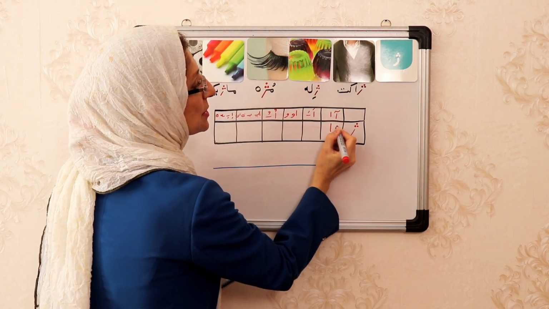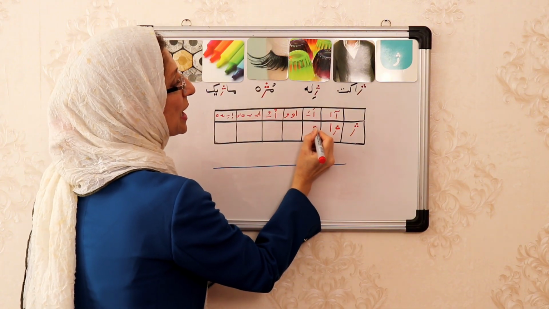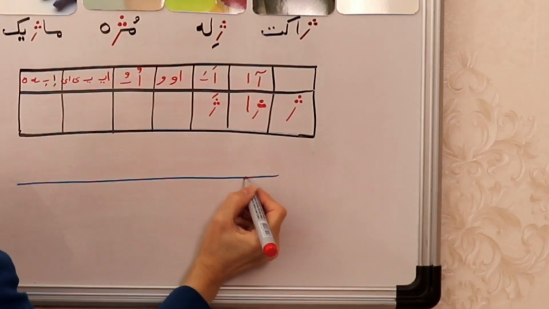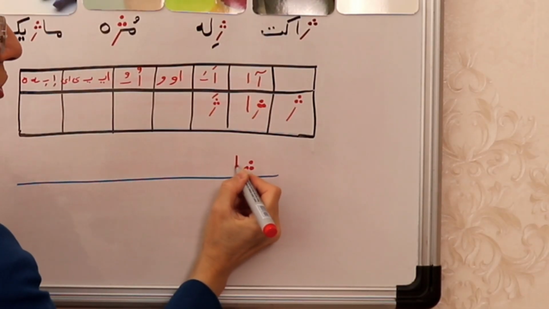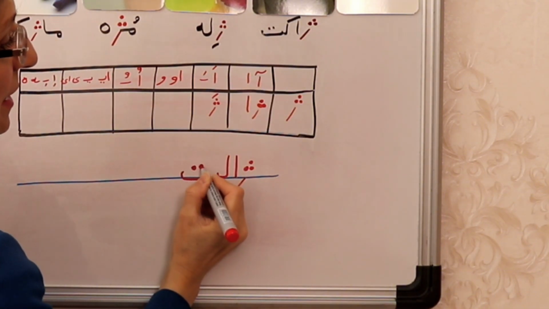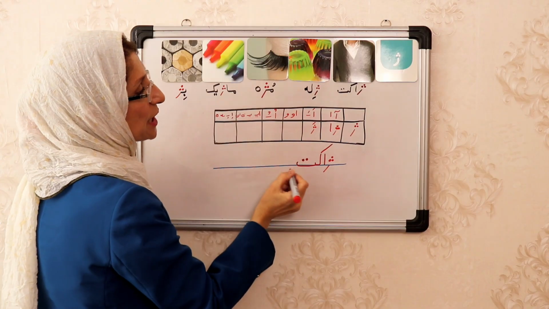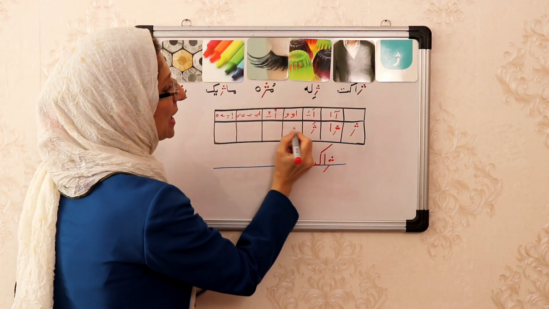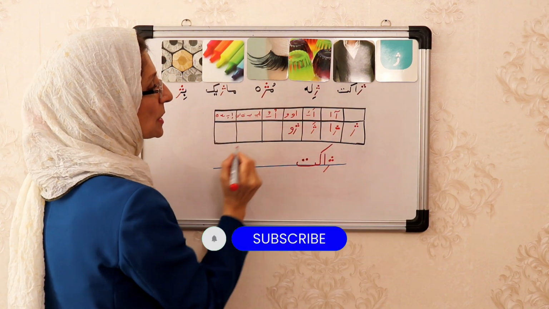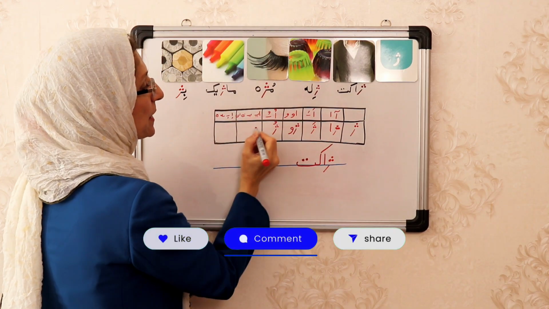Let's write it bigger so that you can see. J and A, ja. Ja, you see the word jacket. Ja, okay, you write this, then write T, and write this for the K sound. Jacket. J and A, ja. J and U, jou. J and O, jo.